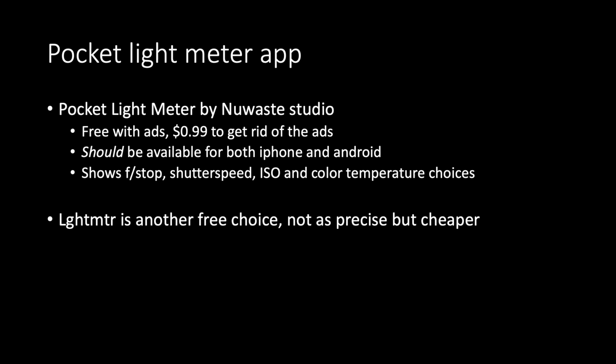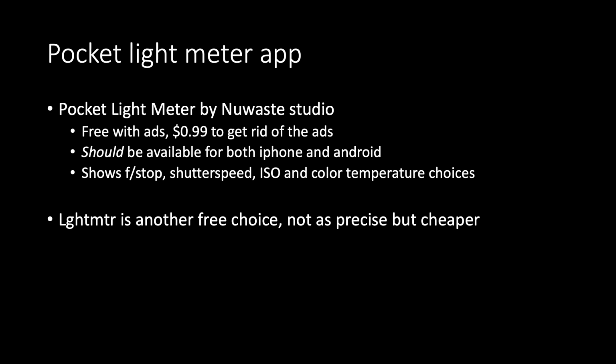My favorite is the Pocket Light Meter by New Waste Studio. If you don't mind ads, I think it's free. I think it's a whole 99 cents to get rid of the ads. It should be available for both iPhones and Androids. I'm an iPhone person, so it works great there. What I like about it is that it shows me my f-stop, my shutter speed, my ISO choices, and it also shows me the color temperature that I'm working with, which can be helpful for setting white balances.